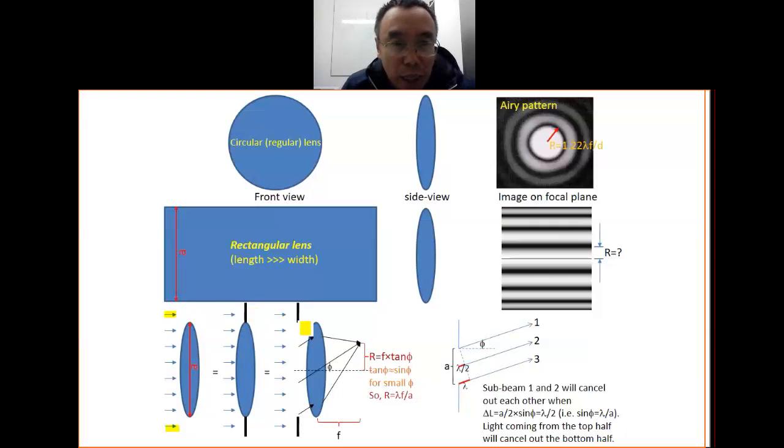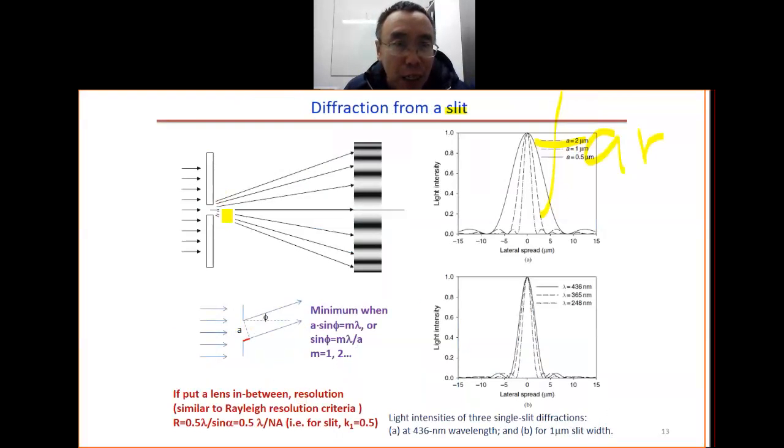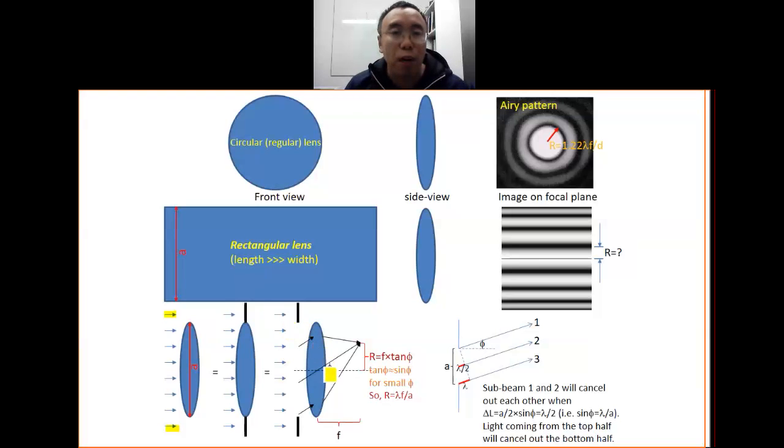You can also imagine we put an aperture a little bit before the lens. Then the final effect will also be the same. So this is the aperture here, and now we put the lens right in front of the aperture.